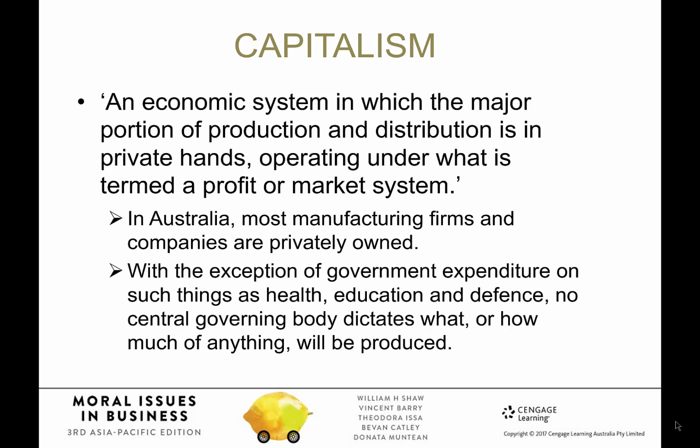I want to emphasize that capitalism can include aspects of a political mixed economy as well. So in Australia, most manufacturing firms, most companies are privately owned, but there's also government expenditure in other areas. But we live in a capitalist system in Australia. We are probably a mixed economy ultimately, rather than purely a capitalist system. Capitalist systems do not have a central government that dictates how much of anything will be produced.